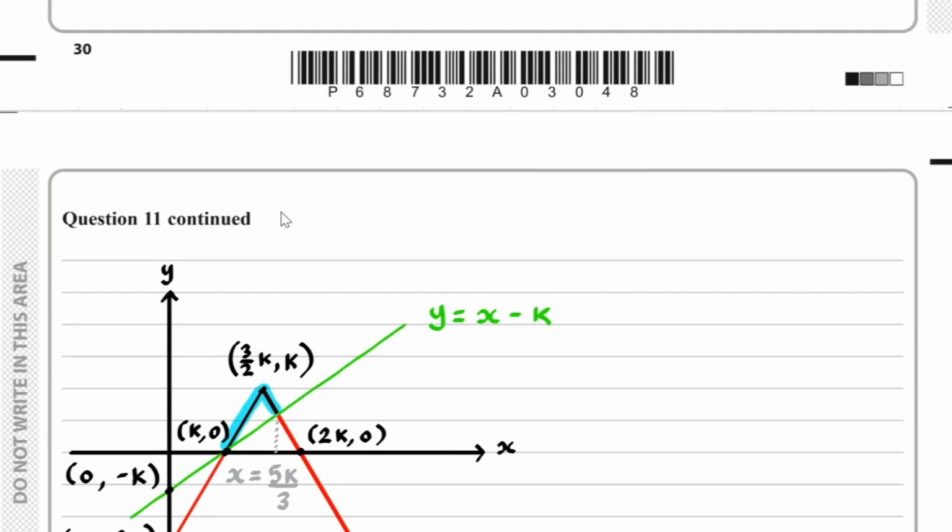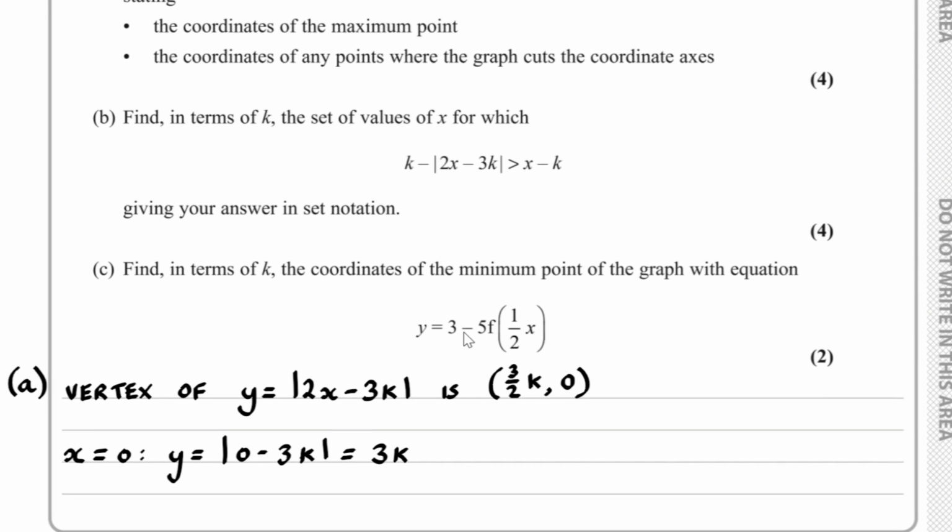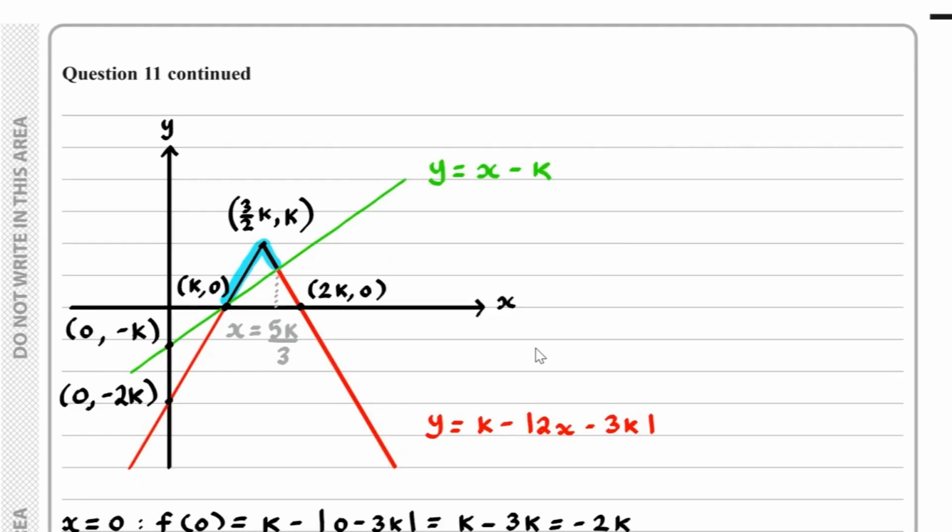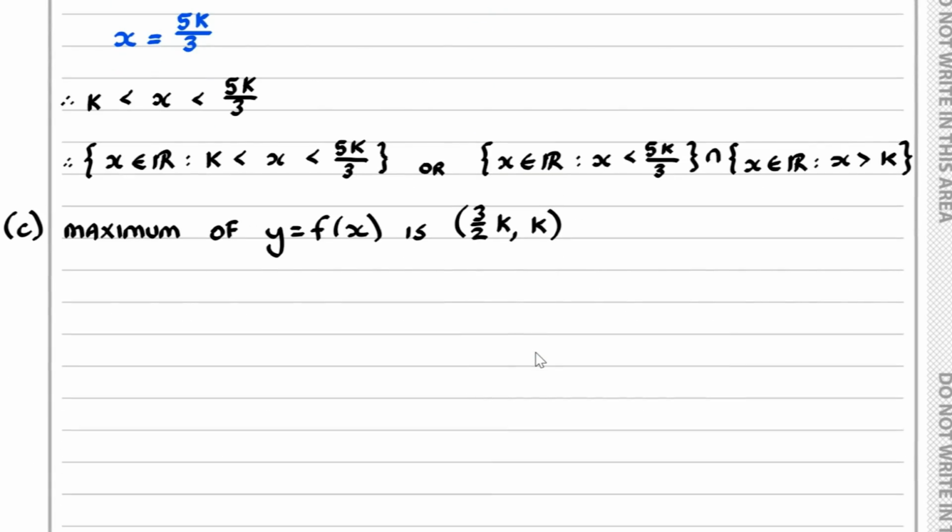Now, what we're doing here, we've got 3 minus 5 lots of f over 1/2 x. So the minus suggests to us we're going to reflect it at some point. So the minimum, because of course we've reflected, this suggests to us we are going from a maximum to a minimum.